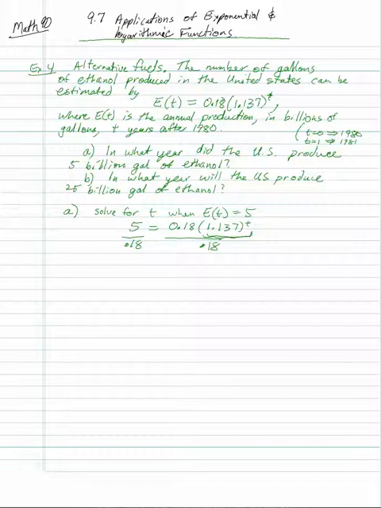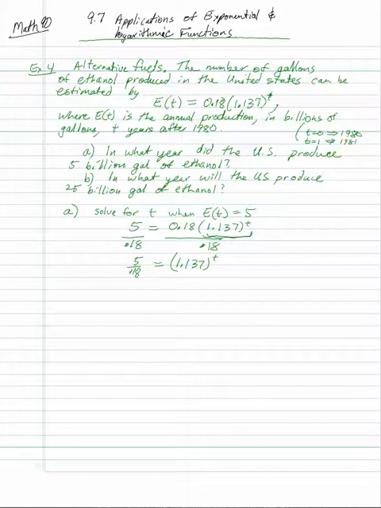So 5 divided by 0.18. It's 27.7777. Okay, so we'll just leave that as that number. It's better not to round until the very end. So we'll just leave that number like that.